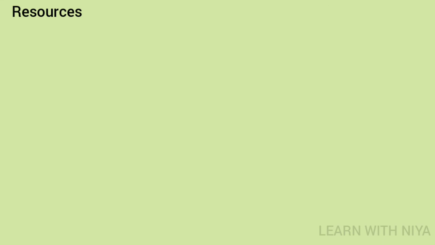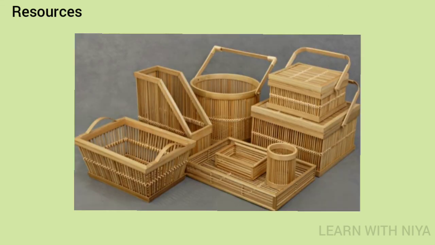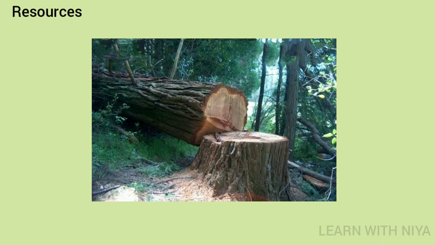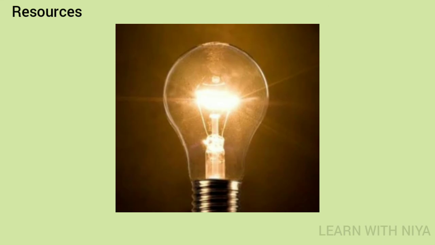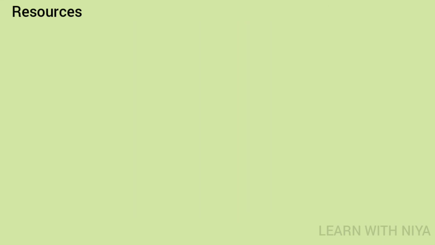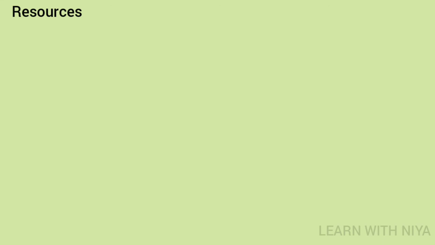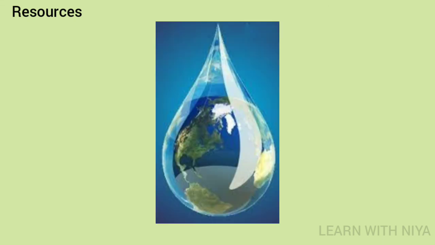We can make packets and shopping bags out of old newspapers, discarded clothes, and baskets from bamboo sticks to save our resources and to keep our earth alive. We should be very careful not to waste paper. Many trees are cut down to make paper. We should not waste electricity in our house. Electricity comes from water and coal. And we should make sure that water is not wasted at home. Every drop of water is precious.